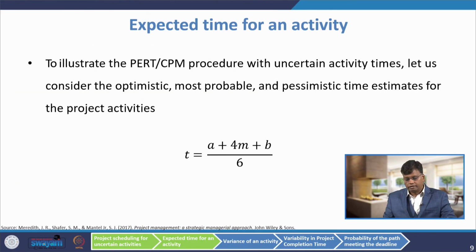The first task is converting the 3 time estimates into a single time estimate, which is called the expected time for an activity. To illustrate the PERT procedure with uncertain activity times, let us consider the optimistic, most probable and pessimistic time estimates for the project activities. We estimate TE, the expected time for each activity, as (A plus 4M plus B) divided by 6. This is nothing but the mean formula of a beta distribution.